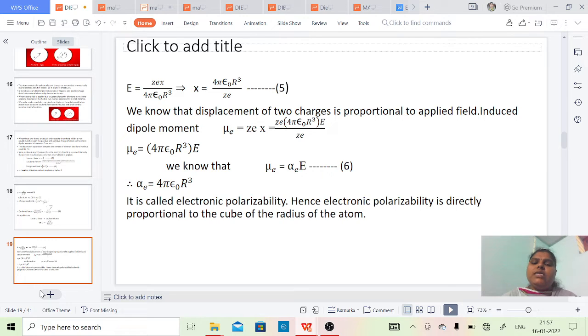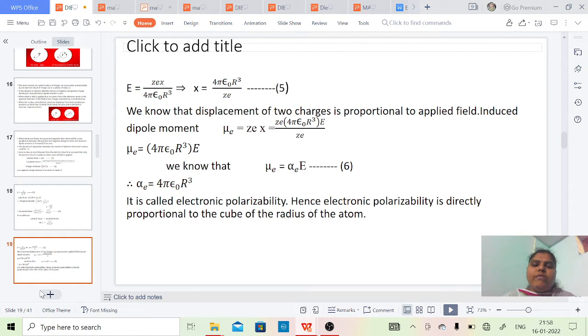We know that the displacement of the two charges is proportional to the applied field. So from this, what do we know? The displacement of the two charges is directly proportional to the applied field E. So the induced dipole moment mu_e equals Ze x. Now the Ze x term will be this. Finally, mu_e equals 4 pi epsilon naught r cube into E.